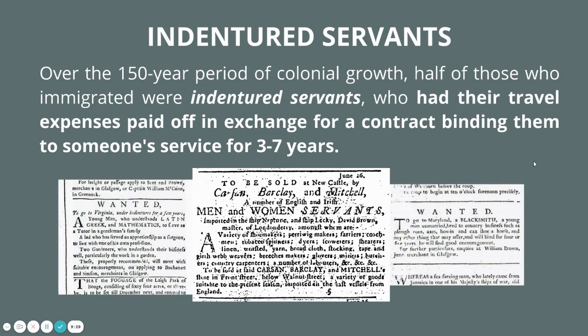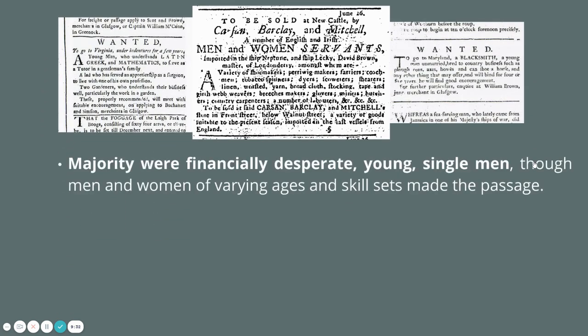This, of course, as we found out, really is going to be taking on a variety of different experiences based on the people that they're working for. But really, what binds these indentured servants together is the fact that they are generally financially desperate. This is why they cannot make their way over on their own. They don't have the money, they don't have the means, they don't have the connections. And so, in turn, they're going to be looking for individuals to help pay their way in exchange for service. So, they're financially desperate, generally single young men, but as we discussed, of course, men and women of varying ages and skill sets will be making the passage.